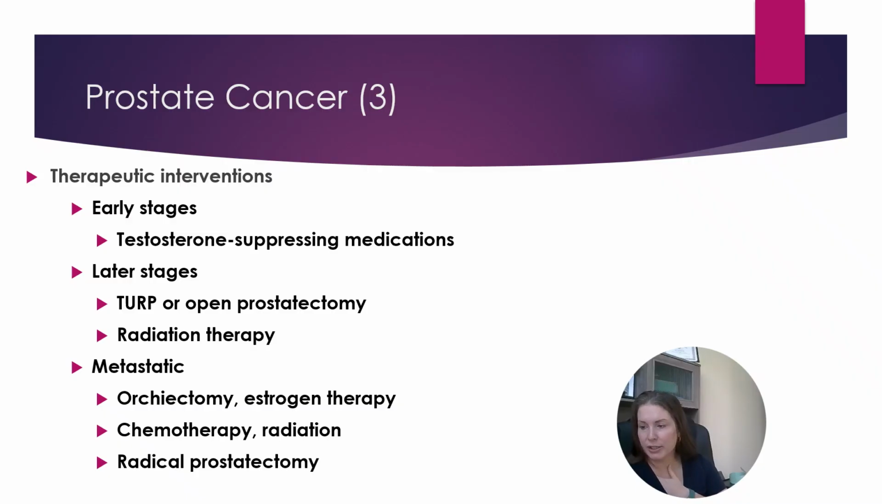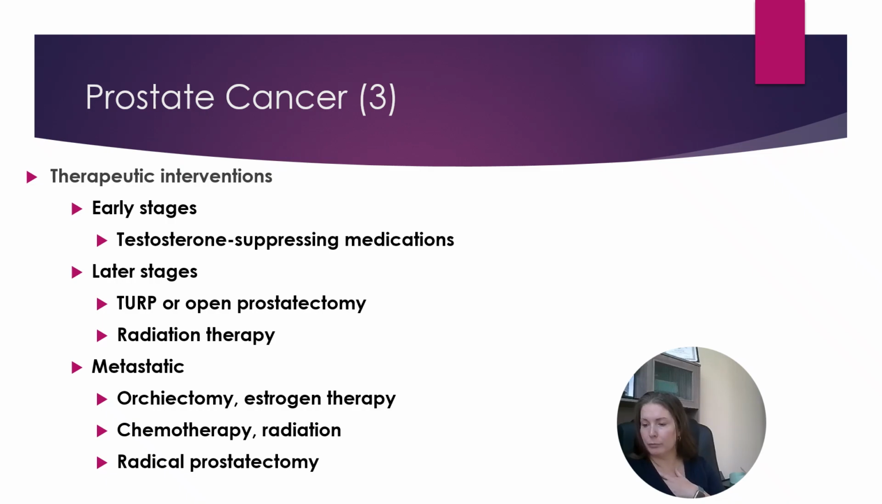Alrighty, so therapeutic interventions. In early stage, we can use testosterone suppressing medications. They're going to lower androgen levels that cause tumor growth, so we want to lower those. If the cancer seems to be very slow growing, it can be that watchful waiting. In later stages, we might move to a TURP or an open prostatectomy. These are not going to be curative for cancer, but they can be palliative to relieve obstruction.